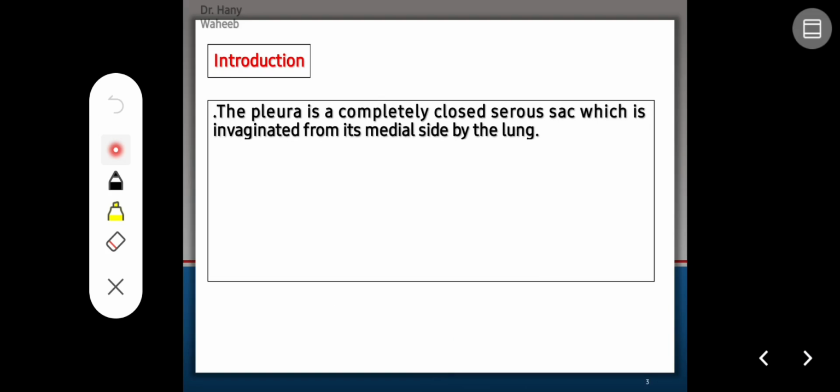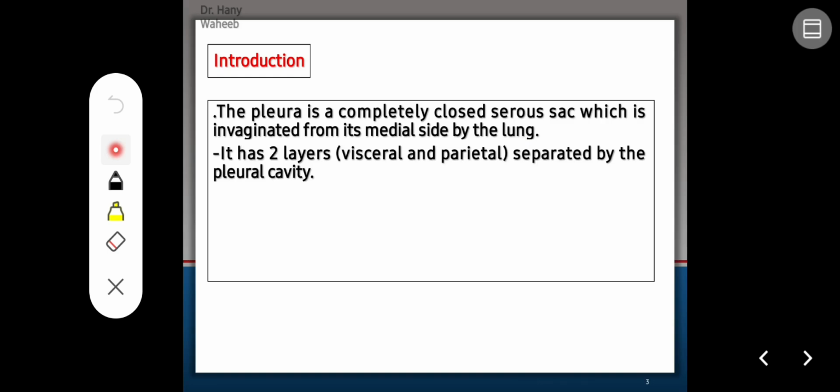Introduction. What is the pleura? The pleura is a completely closed serous sac, which is invaginated from its medial side by the lung. So the pleura is a closed sac, which is invaginated by the lung from the medial side. The lung enters and is enclosed within the medial side of this sac.